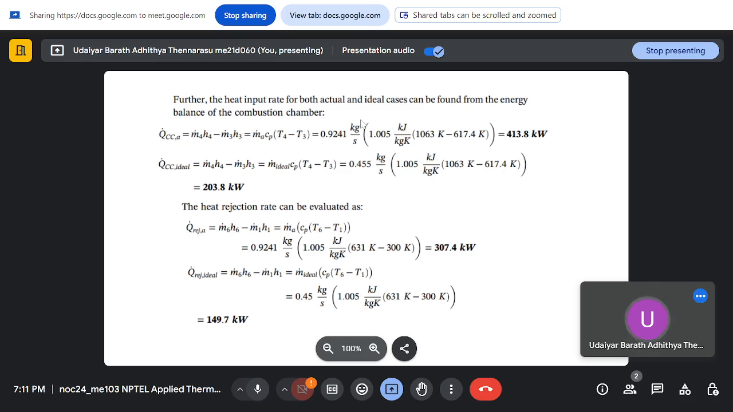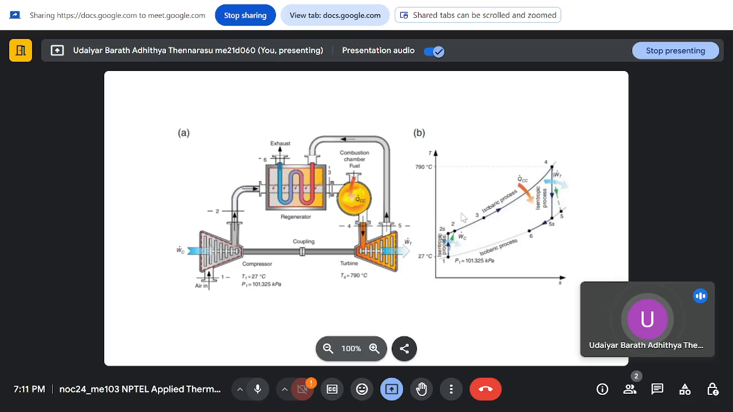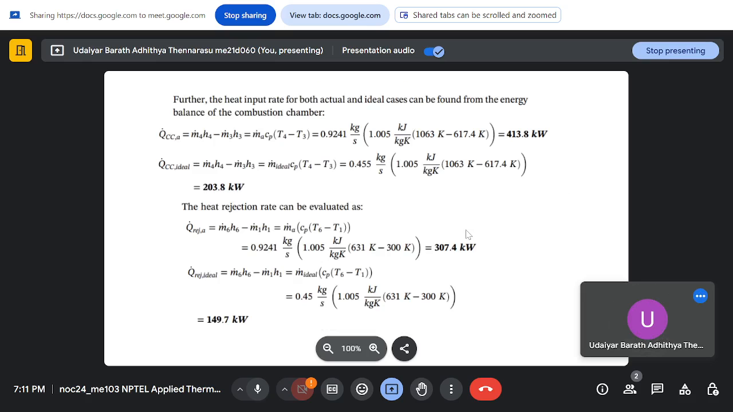Again we can calculate the heat added in the actual and ideal cases. Actual is H4 minus H3, and ideal also will be H4 minus H3, but your mass flow rate is different. So actual heat added will be mass of actual into Cp T4 minus T3, which comes out to be 413.8 kilowatt. The ideal one will be ideal mass flow rate into Cp T4 minus T3. This will remain the same, just the mass flow rate is changing. That causes the change in heat addition, which comes out to be 203.8 kilowatt.